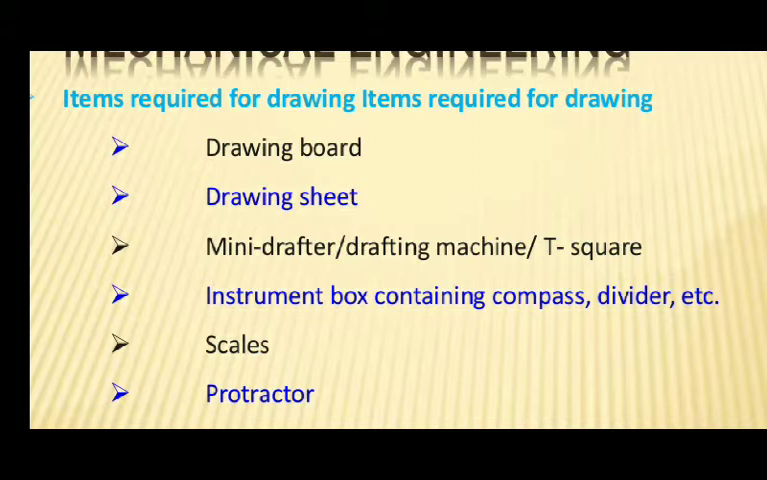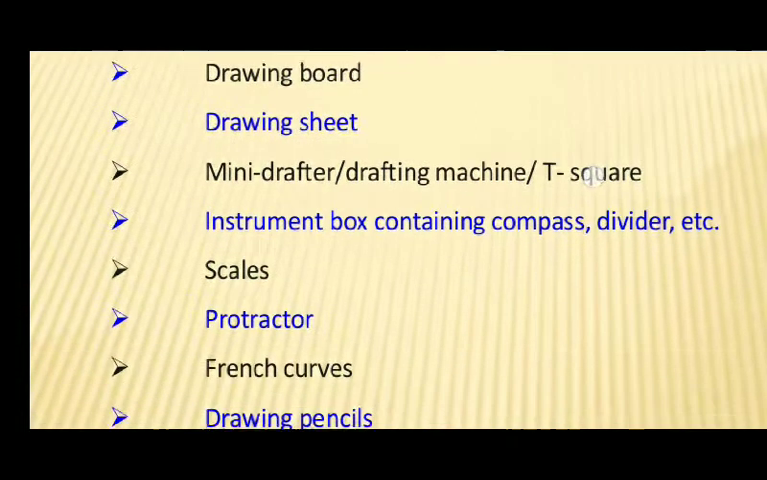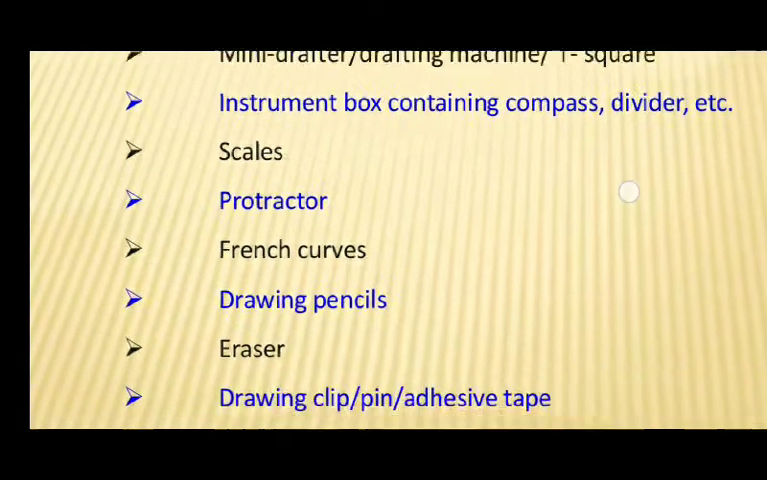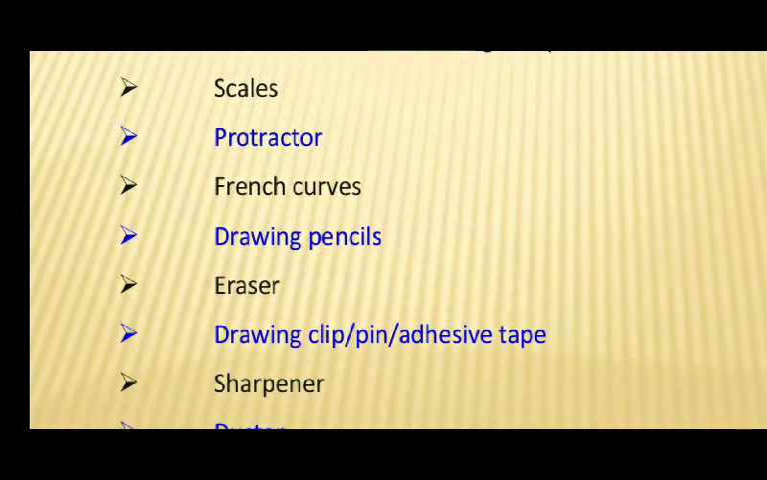And next, an instrument box containing compass, divider, etc. If you need exact dimensions, we need compass, divider, etc. And then scale. Okay, if you want to measure an angle, then we need a protractor. As you know from your previous classes, we need a protractor and French curves and drawing pencils. In the drawing pencils, there are a lot of pencils which we draw accordingly. I will explain the importance of the pencil and how to use it in the next slide.